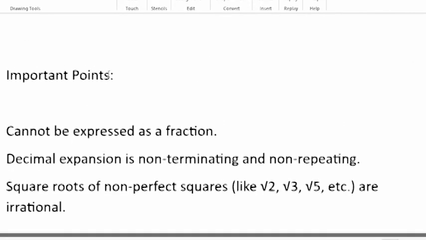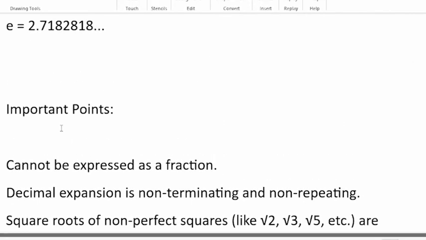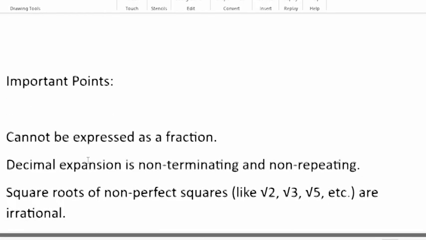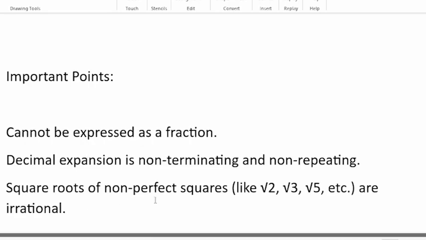We should keep in mind an important point: irrational numbers cannot be expressed as a fraction. The decimal expansion is non-terminating and non-repeating. The square root of a non-perfect square, like the square root of 2, the square root of 3, the square root of 5, are irrational numbers.